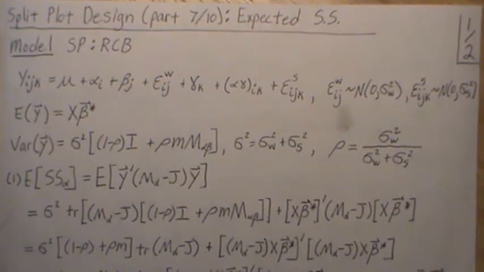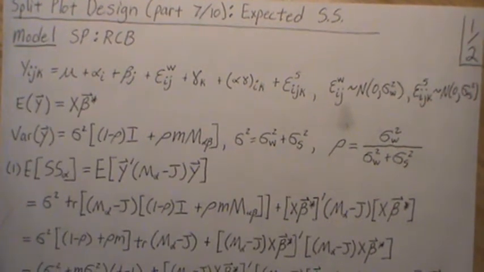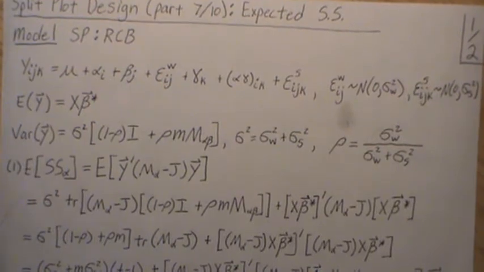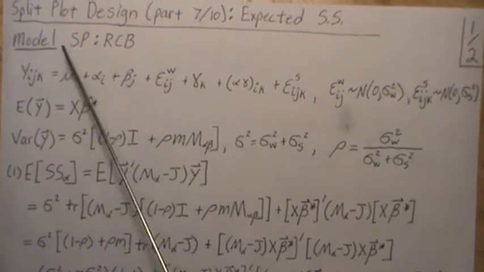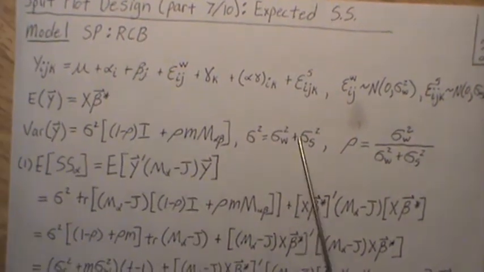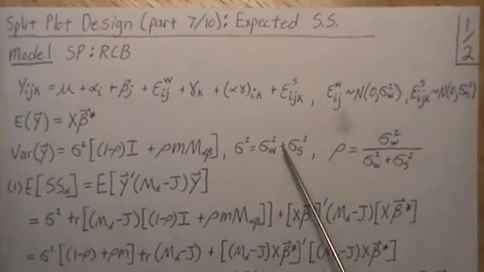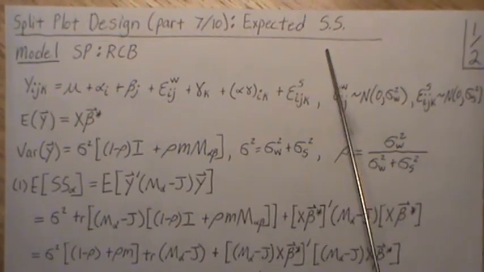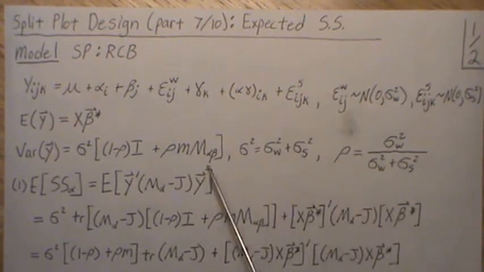Hello, this is the next video in a playlist that I'm calling General Linear Models, Design of Experiments. And we're in a little mini series that I'm calling Split Plot Design, and we're in part 7 of 10. And here we're going to look at the expected sum of squares.